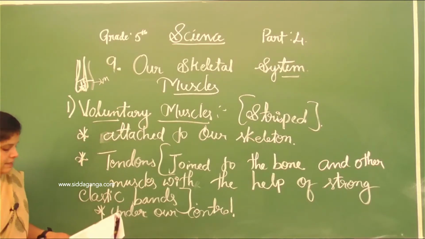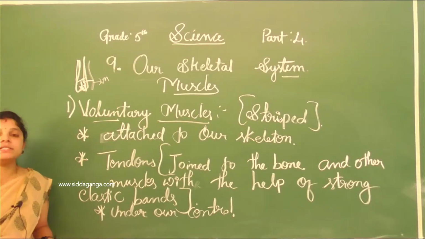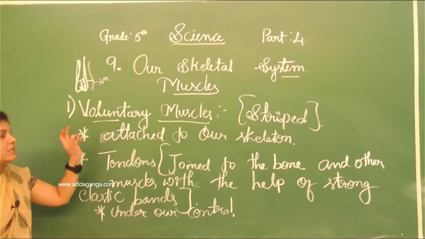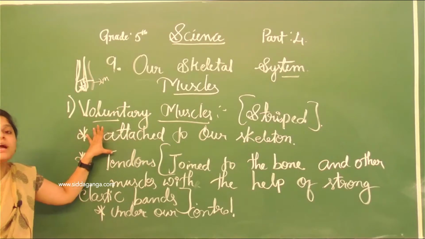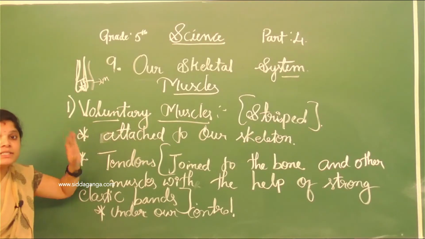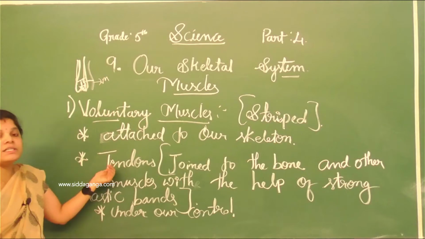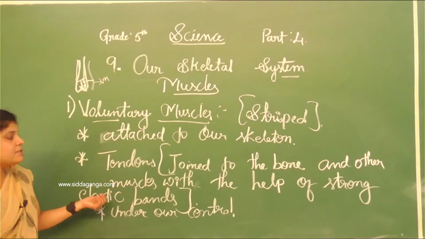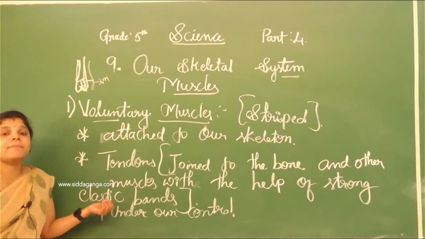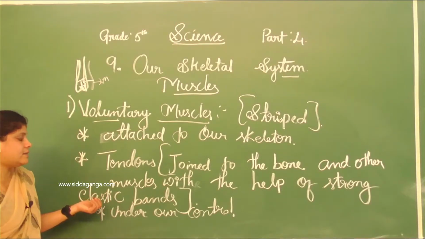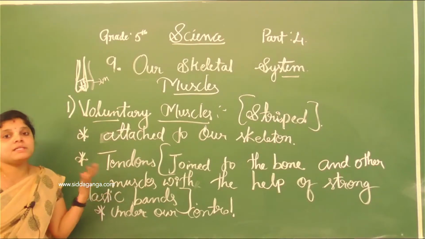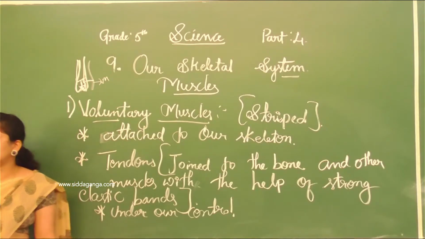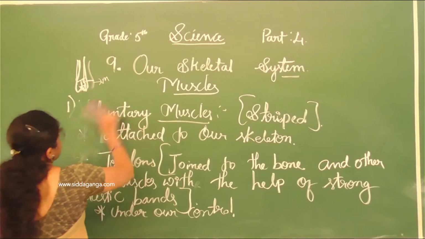Next are the involuntary muscles. Voluntary muscles are also called striped muscles. These voluntary muscles are attached to and surround our skeleton. They are attached by the tendons. Tendons are joined to the bone and other muscles with the help of strong elastic bands. Normally these voluntary muscles are under our control. Next one is the involuntary muscles.